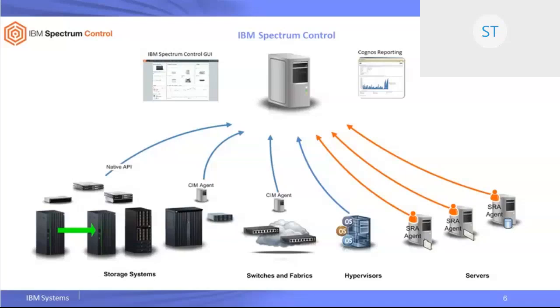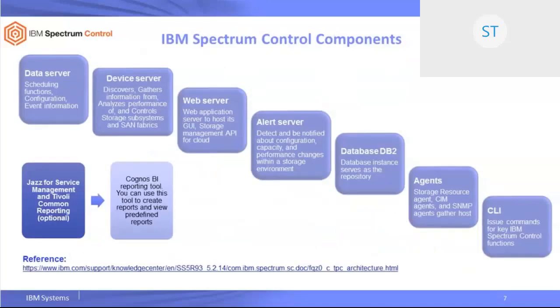Now that we have seen how Spectrum Control communicates with storage devices, we'll see the internal components used by Spectrum Control. This slide is a comprehensive, brief discussion about the various server views within Spectrum Control, and this is very important. There are internal components which work hand in hand and carry out various tasks, like the data server being a control point. It takes care of scheduling functions, configurations, event information.